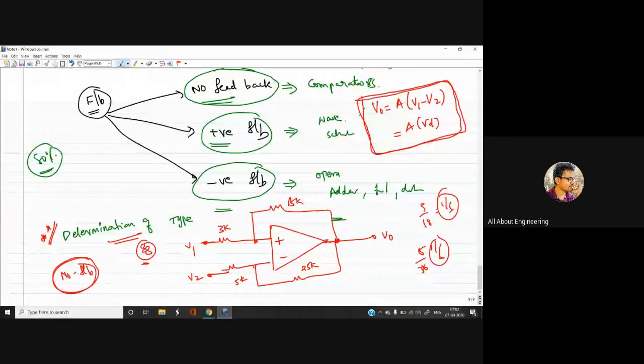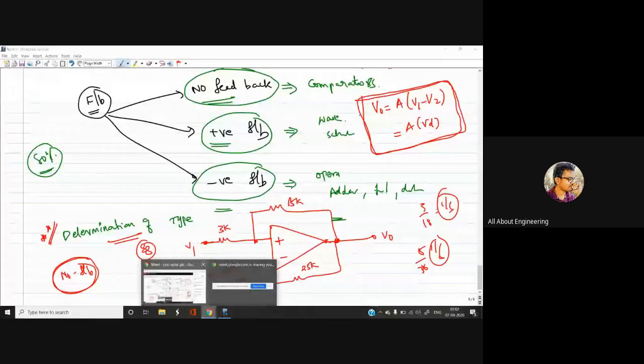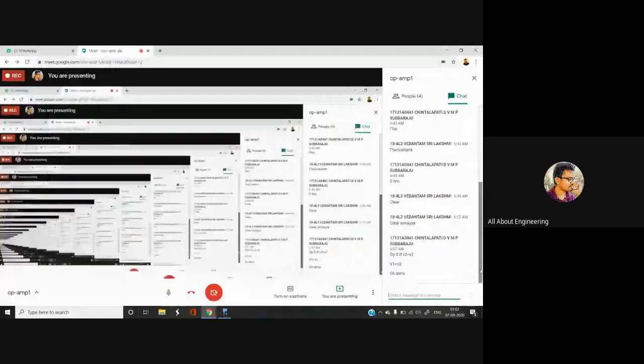Okay, so that's all for this session. After taking a small break of a few minutes or a few hours, I will resume the class in the next session, that is op amp 2.